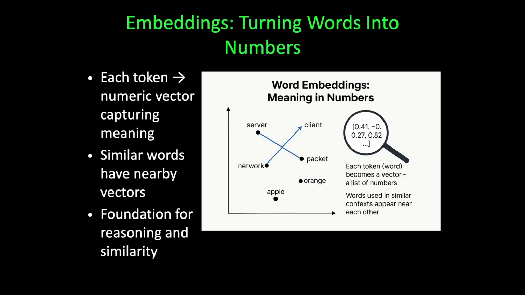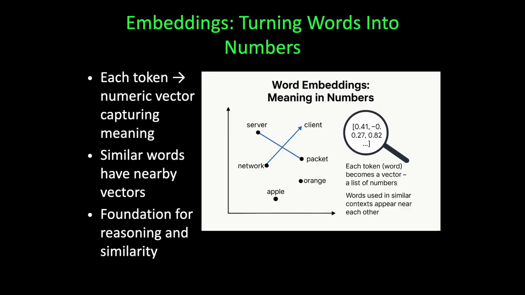Of course, computers can't reason with words directly, so every token is transformed into a vector, a list of numbers called an embedding. Embeddings are where meaning lives. Words with similar meanings end up in similar vectors. If you plotted them in 3D space, malware and virus would sit close together, while coffee would be far away from malware and virus. The model doesn't memorize dictionary definitions, it discovers relationships based on usage patterns.